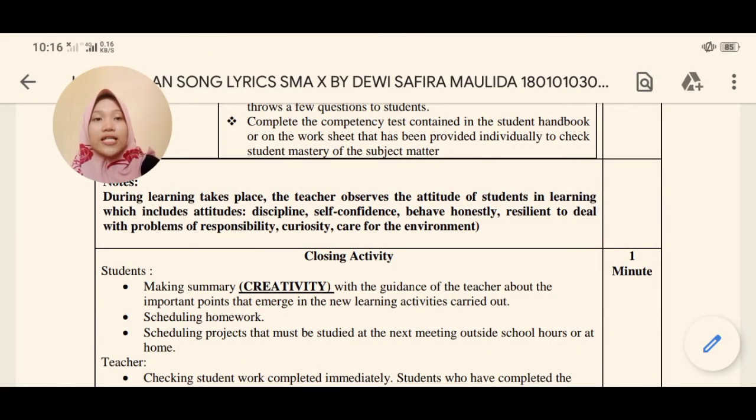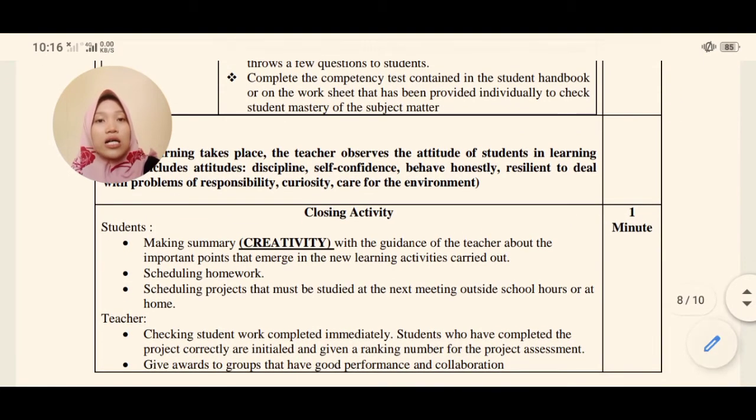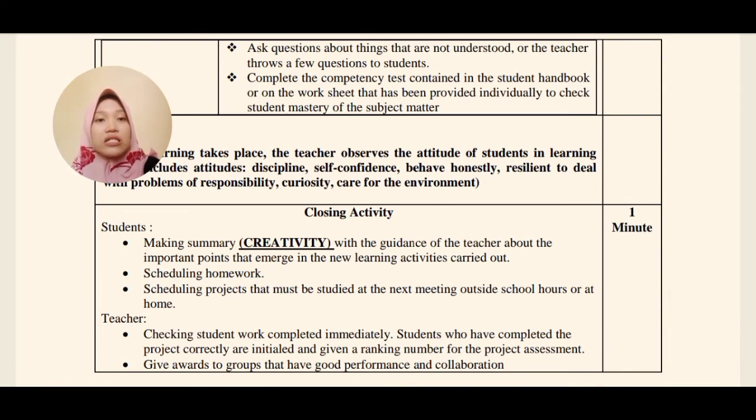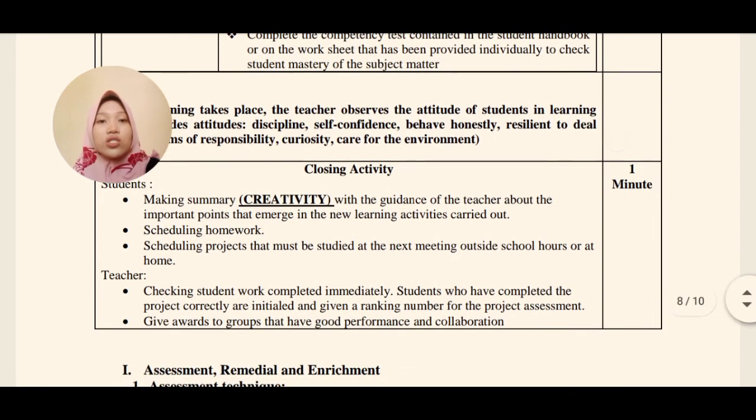Then we go to the closing activity. Students make a summary, with the guidance of the teacher, about the important points that emerge in the new learning activities carried out. Scheduling homework or a project that must be studied at the next meeting, outside school hours, or at home. Teachers check student work immediately. Students who have completed the project correctly are given a ranking number from the project assessment. Give an award to groups that have good performance and collaboration.